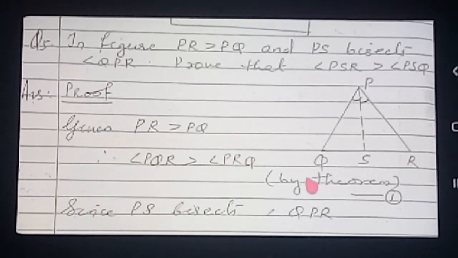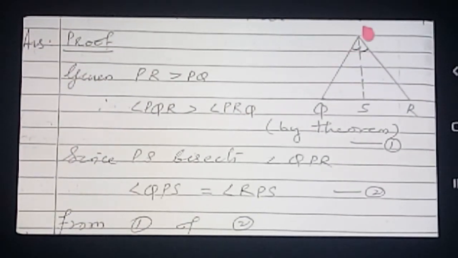Is it clear? So what I have written here is by theorem. PR is greater than PQ, so the angle opposite to PR is greater than the angle opposite to PQ. Okay, students. Is it clear now? Now, this is a very important topic. Now, next point, what is given? PS bisects angle QPR, or angle P.